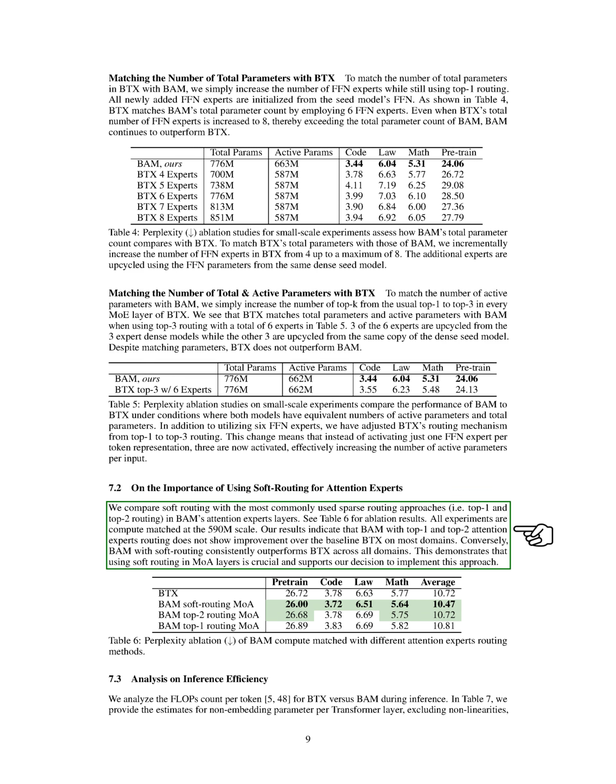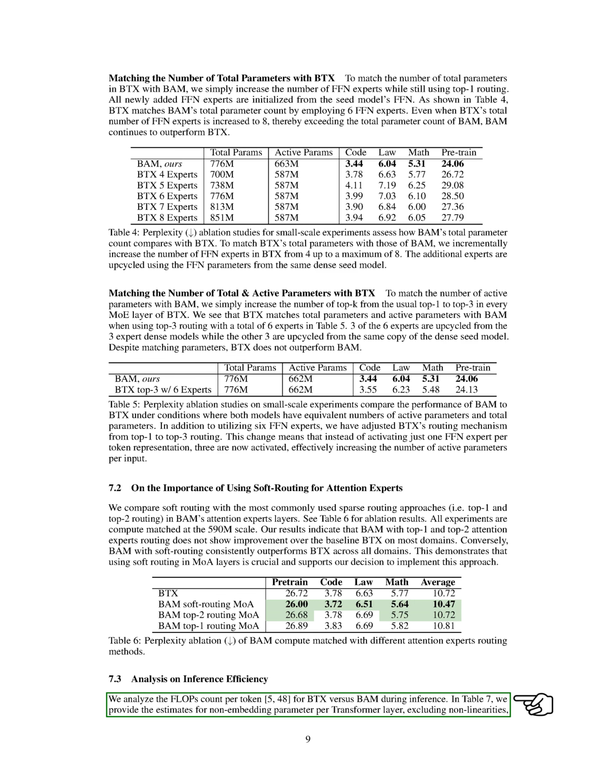We then compare soft routing with common sparse routing methods, such as top 1 and top 2, in BAM's attention expert layers. Our findings indicate that BAM with top 1 and top 2 routing does not improve over the baseline BTX in most domains, while BAM with soft routing consistently outperforms BTX across all domains. This highlights the importance of using soft routing in our mixture of attention layers.